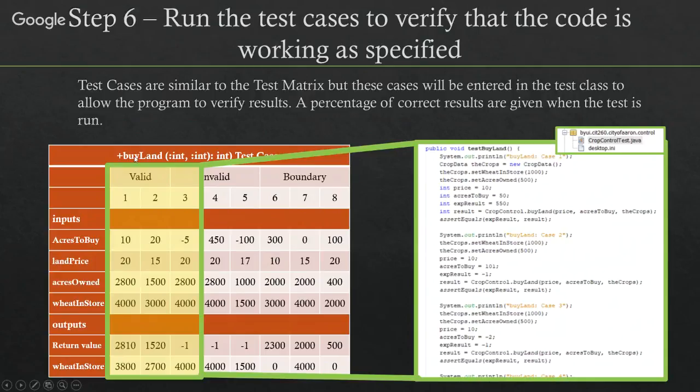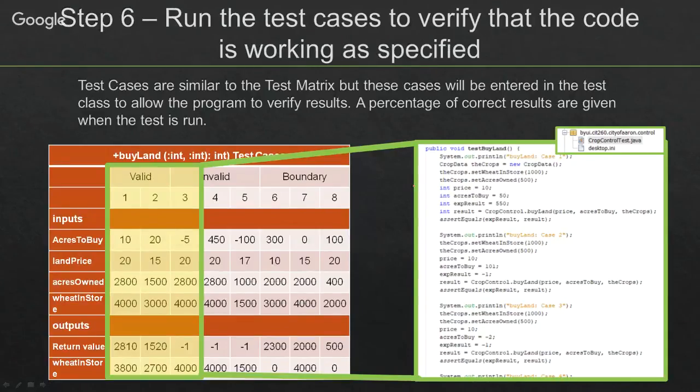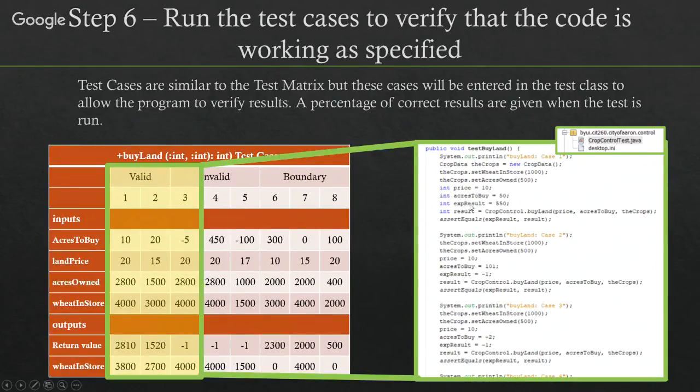And just realized that we have the wrong test case here, but anyway, it's the same thing. So we declare this price variable as an integer. We're just setting up. So price equals 10. The acres to buy equals 50. Yeah, we do have the wrong thing there. But the expected result of this would be 550.